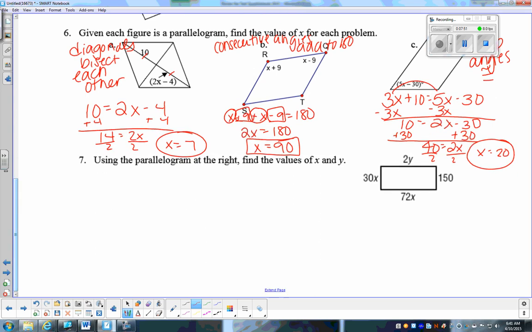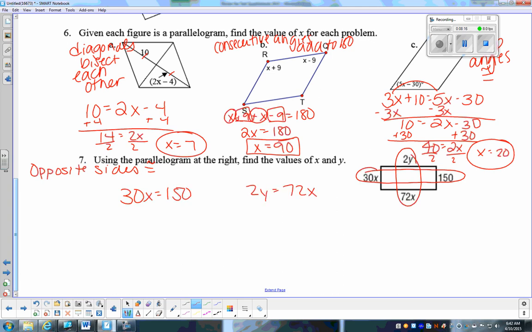Number 7, using the parallelogram at the right, find the values of x and y. For this one, I want to use that my opposite sides are congruent. So I know that 30x is going to equal 150, and that 2y is going to equal 72x. I'm going to solve for x first because I have this expression here that says 30x equals 150. So I only have one variable. I just divide by 30, and I get that x equals 5. So then I can come over here to find y, and to find y, I plug 5 into x. So 2y is 360, divide by 2, y is 180.